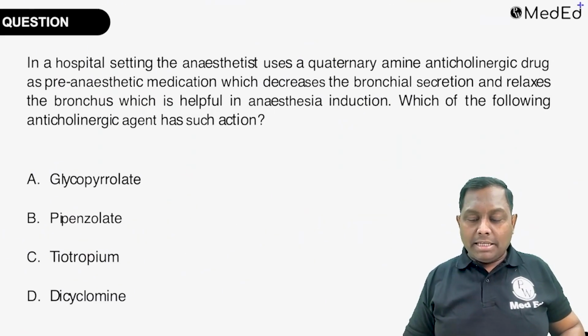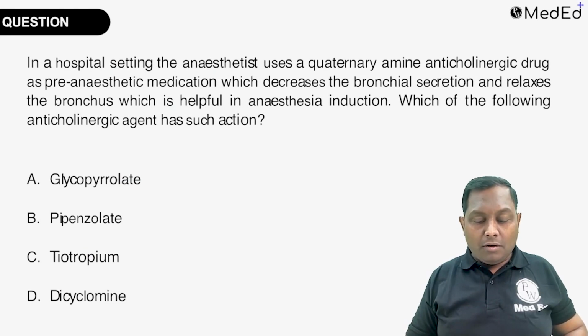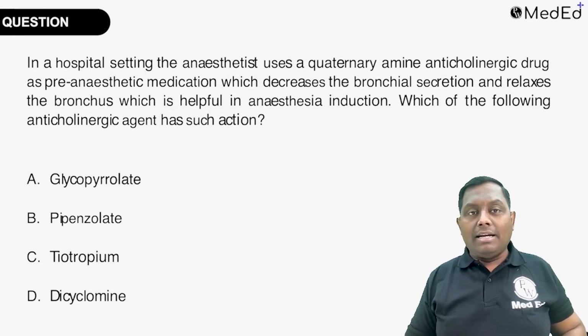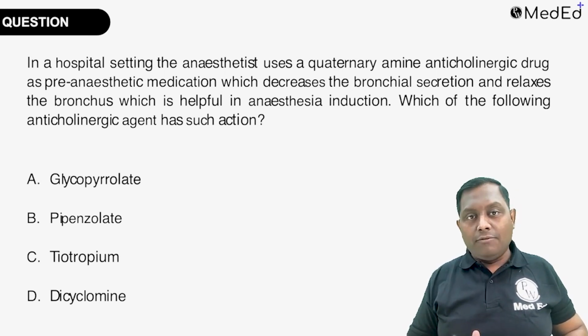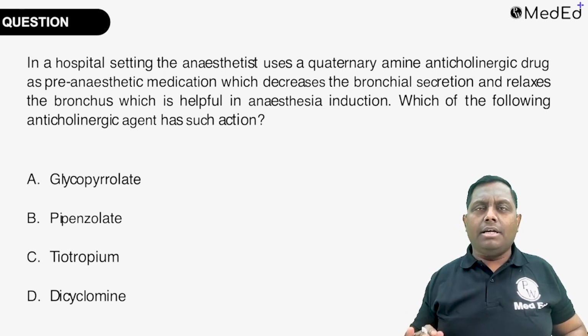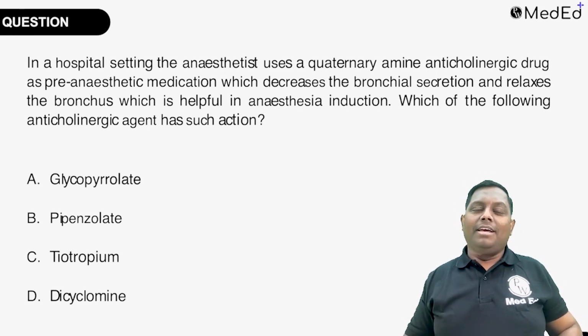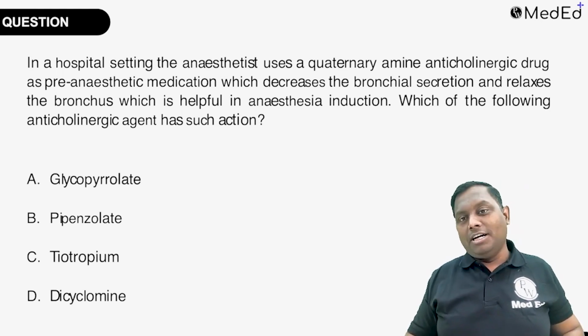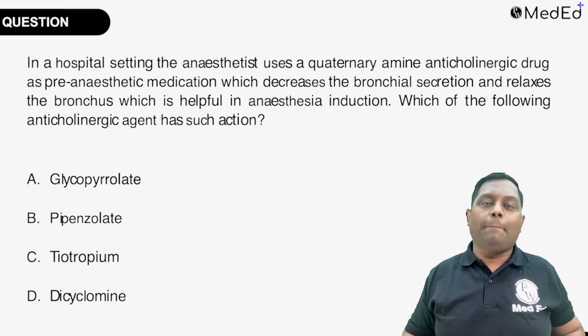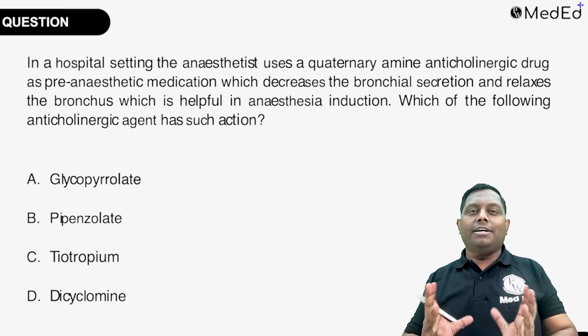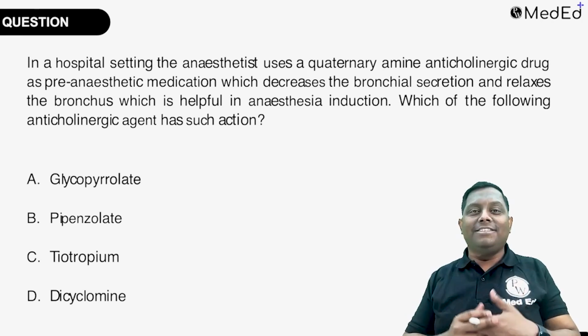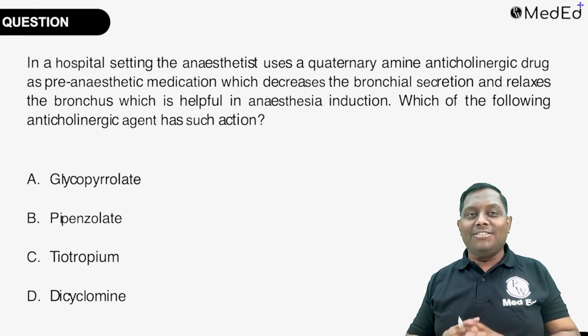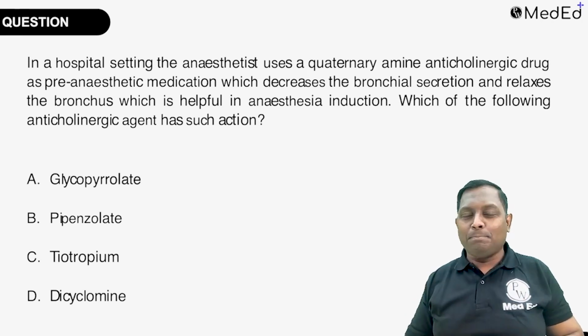In a hospital setting, the anesthetist uses a quaternary amine anticholinergic drug as a pre-anesthetic medication which decreases the bronchial secretion and relaxes the bronchus, which is helpful in anesthesia. Now, anesthesiologist, any of your friends, those who are in anesthesia, or any of my friends, those who are in anesthesia, they love any drug that causes decrease in secretion. They love any drug that causes dryness. उनको dry surface बहुत पसंद है.